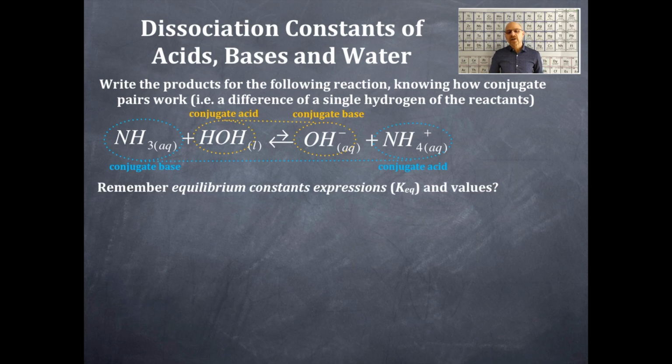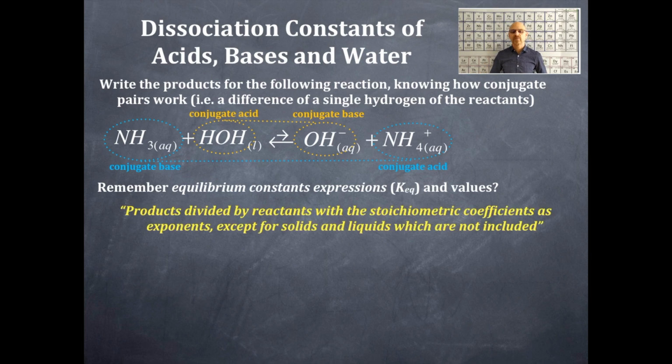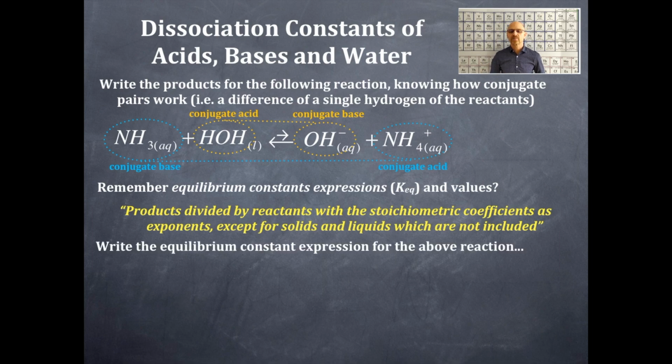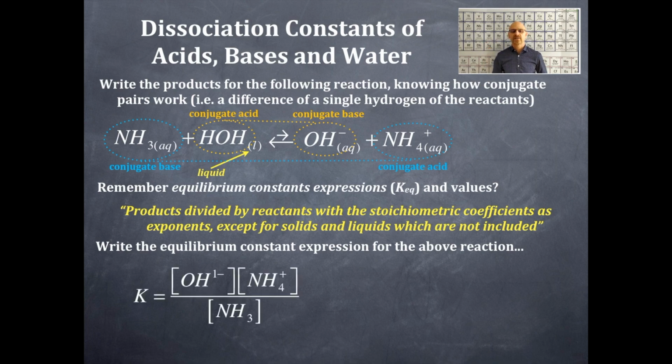Okay, remember equilibrium constant expressions, those are Keq values, that is products divided by reactants with the stoichiometric coefficients as exponents, with the exception of solids and liquids, which are not included. We're going to write the equilibrium constant expression for that above reaction. I'm going to point out that we do have liquid water here in this, and therefore that water is not going to be included. So we're going to write the K expression, that's products over reactants, stoichiometric coefficients as exponents, and bam, that's right there.